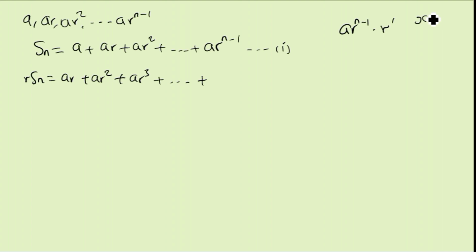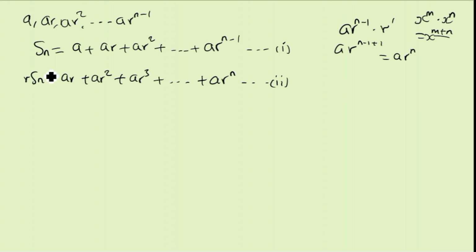Let's recall the rules of indices. If you have x power m times x power n, then the result is x power m plus n. So it means that this one is the same as ar power n minus 1 plus 1, which is ar power n. So here we have ar power n. I'm going to call this my equation 2.